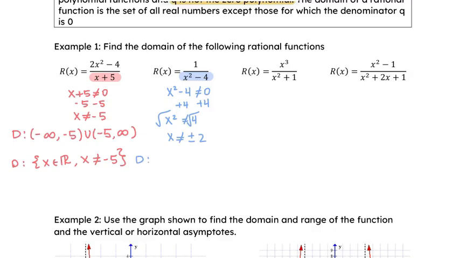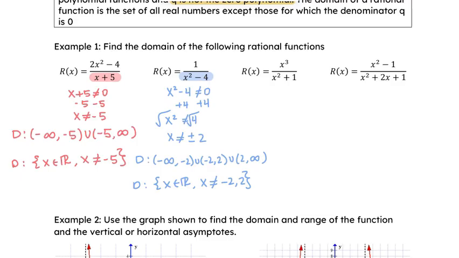So my domain is going to go from negative infinity to negative 2, then negative 2 to 2, and then 2 to positive infinity. Or I could say that it is x is an element of the real numbers, and x cannot equal negative 2 or positive 2. That's two different ways you could write it. Make sure you're paying attention to how it tells you to write it. If it says interval notation, that's when you use your parentheses and unions. If it says inequality notation or set builder notation, that is when you would go with the x cannot equal.